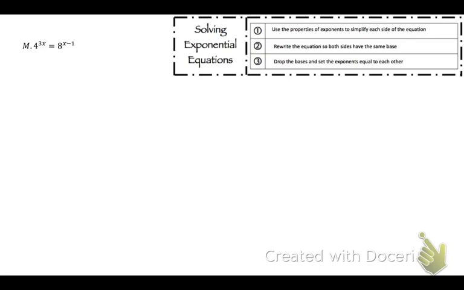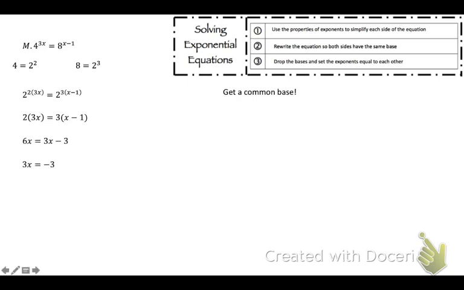This one, we don't have the same base, and we can't rewrite 8 as 4 to some power, so let's just use 2. I know that 2 squared is 4, and 2 cubed is 8, so I'm just going to have to rewrite both of these. So that's 2 squared to the 3x equals 2 to the 3rd power to the x minus 1. So that's 2 times 3x equals 3 times x minus 1. So 6x equals 3x minus 3. Subtract the 3x over, you get 3x equals negative 3. So x equals negative 1.